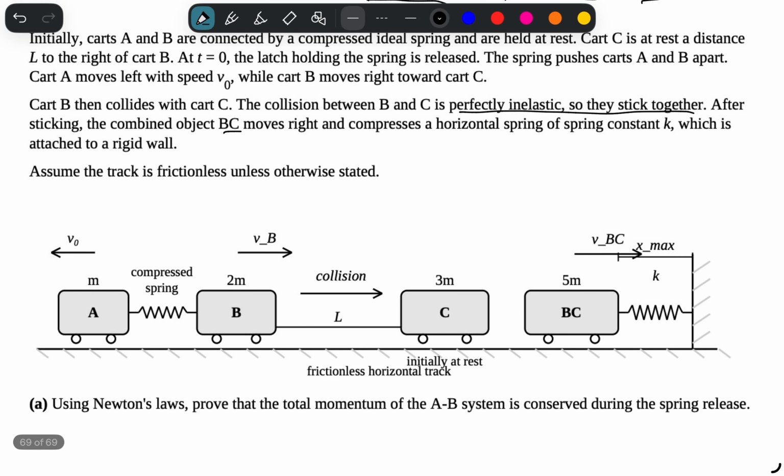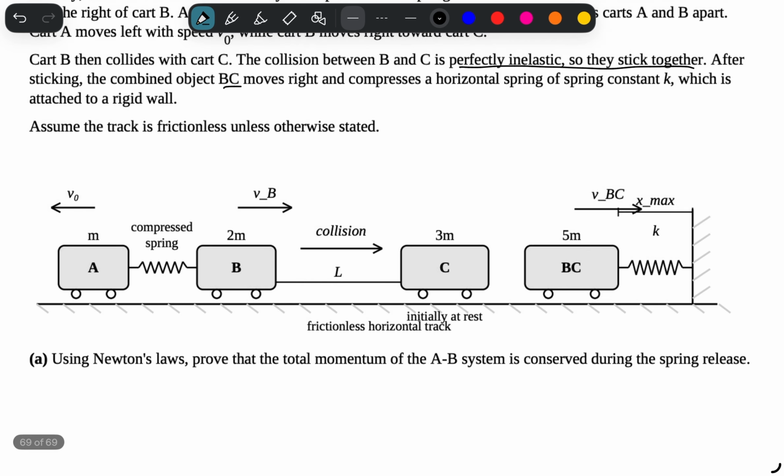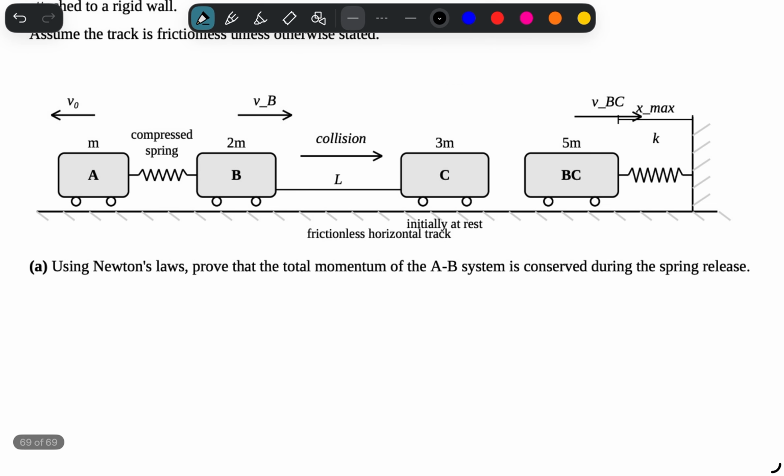At t equals 0, the latch is removed, and the spring is released. The spring pushes carts A and B apart, and cart A moves to the left with speed v initial, while cart B moves to the right toward cart C. Cart B then collides with cart C, and the collision between B and C is perfectly inelastic, so they stick together. After sticking, the combined object BC moves to the right and compresses a horizontal spring of spring constant K, which is attached to a rigid wall. Assume the track is frictionless unless otherwise stated.